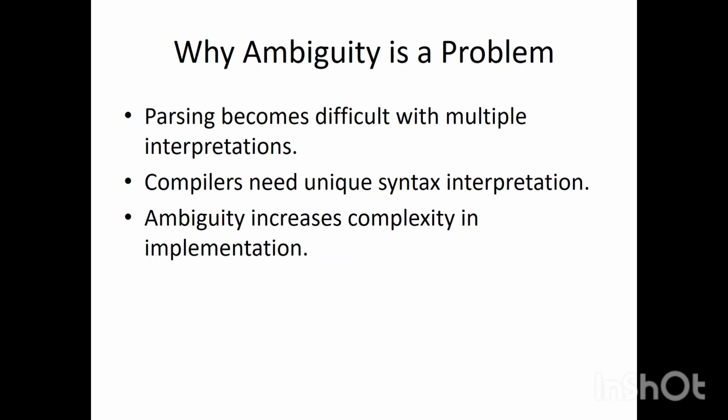Why is ambiguity a problem? I told you in the first slide, in the overview of this video, that parsing becomes difficult with multiple interpretations. Compilers need unique syntax interpretation. Ambiguity increases complexity in implementation, right?